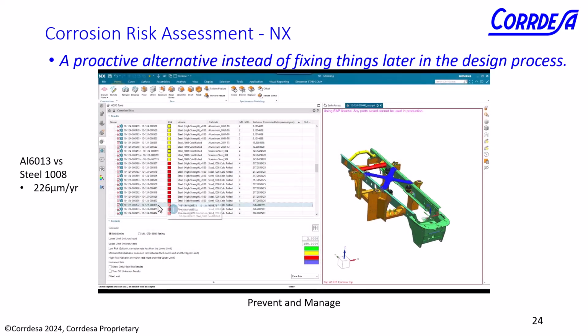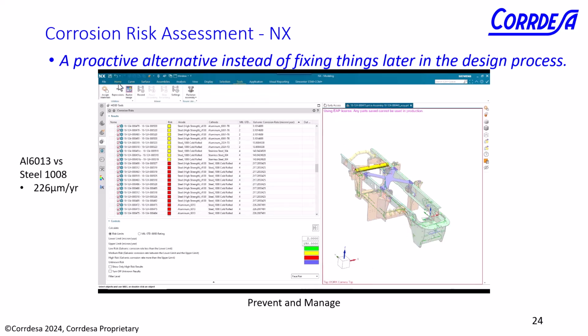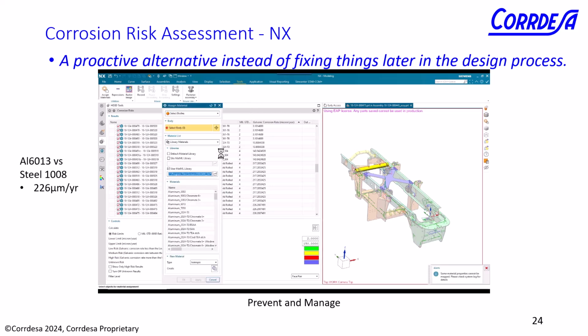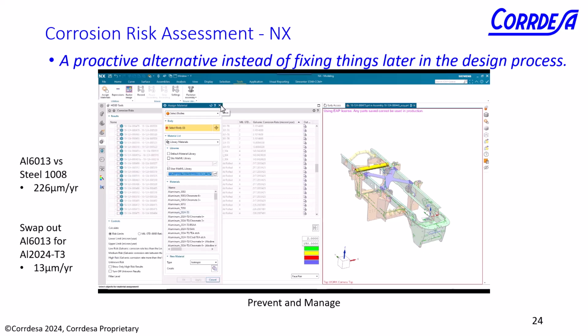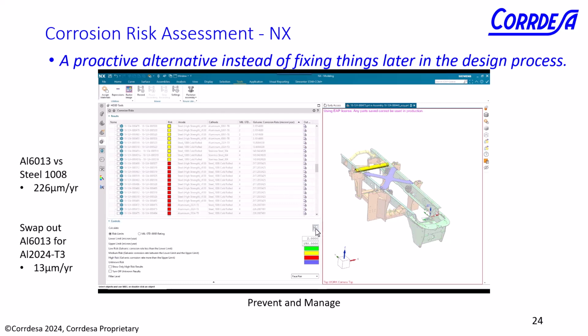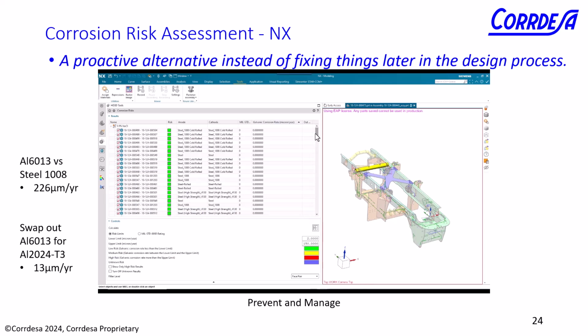So here we have the high corrosion rate risk, and it's this piece over here that was highlighted in yellow and red. It's actually aluminum 6013 versus the steel 1008. And we can find, if we just swap out that aluminum for a 2024, we can reduce the corrosion rate from 226 microns significantly down to about 30 microns a year. So that's very quick. You can just try different coatings and different materials while you're actually in design, sat inside that 3D CAD.